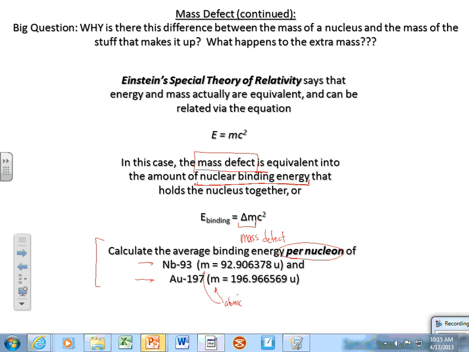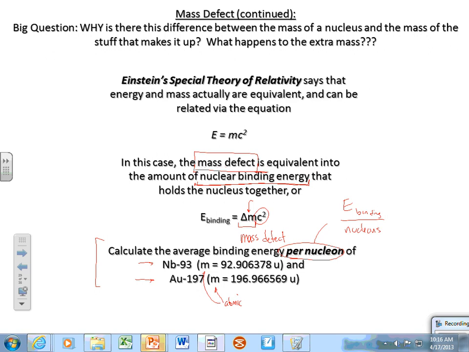We already know how to do mass defect. If you want the binding energy, all you have to do is multiply by c squared. And then the per nucleon, that's just taking the binding energy and dividing by the number of nucleons. Fair enough?